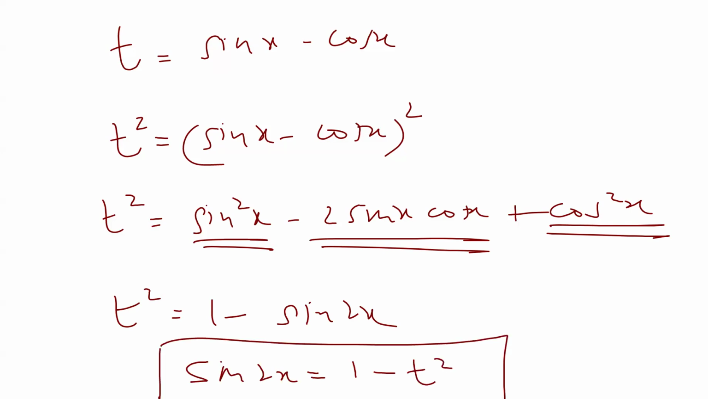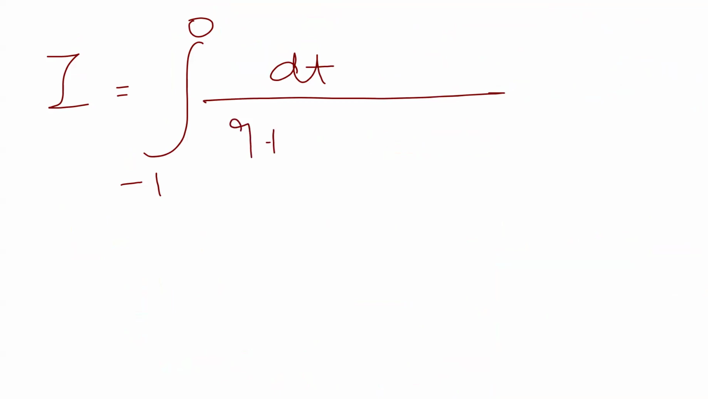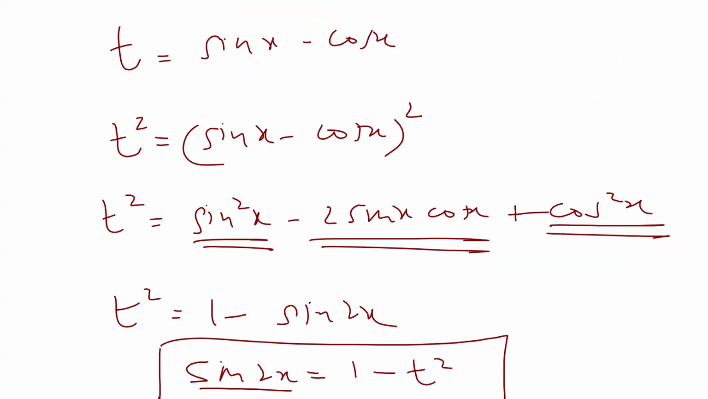Fine. So this sin 2x is 1 minus t square. These two terms became dt. Okay. So the next step will be I is equal to 0 got changed to minus 1, 45 got changed to 0. So this is dt upon 9 plus 16, 1 minus t square. See, because sin 2x is 1 minus t square. So that you put it over here, 1 minus t square.